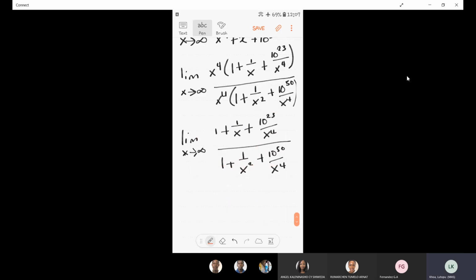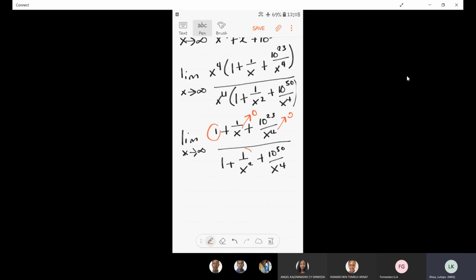X is getting bigger and bigger. 1 doesn't depend on x. So whether x is getting bigger and bigger, 1 will just remain 1. This one over here goes towards 0 because you're dividing 1 by numbers that are getting bigger and bigger. So you're approaching 0. And then this one is also approaching 0 because the 10 to the power of 23 has no effect, because when you're dividing that, it's a constant amount. So you have a fixed amount and you divide it by a number that is just increasing. What you get is approaching 0.